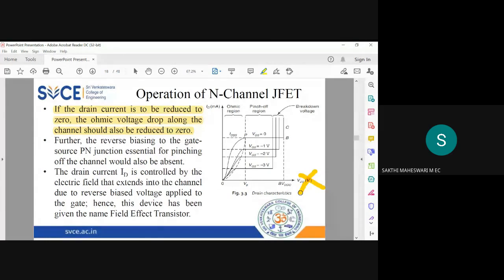Increase the resistance. I don't have control over the channel. How will you increase the resistance? See, I told you, by changing VDS I cannot do anything, because the drain current is increasing and becoming constant, so it is not becoming zero. There is no use playing with VDS. So what should I do alternatively?